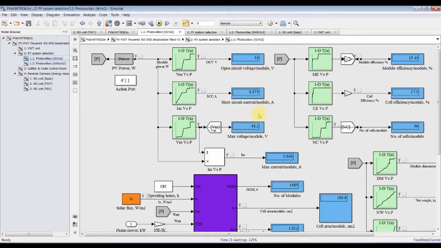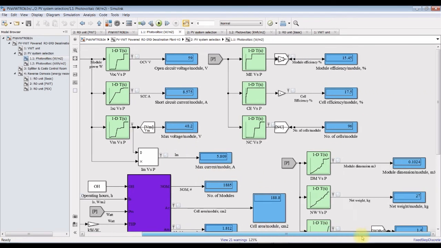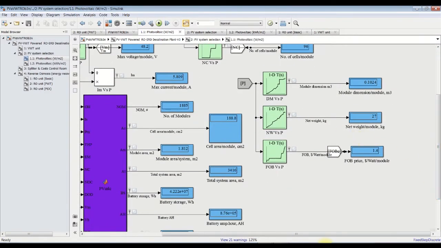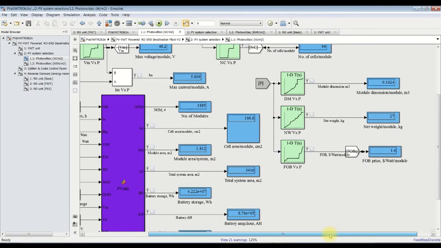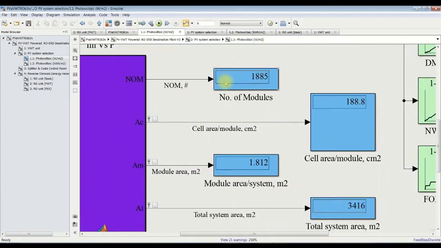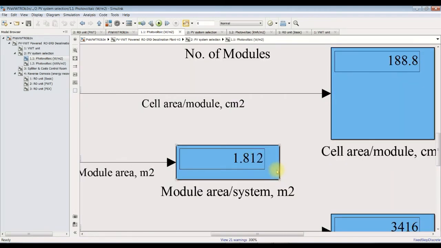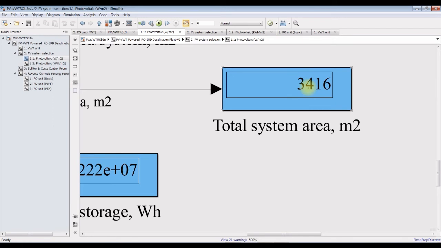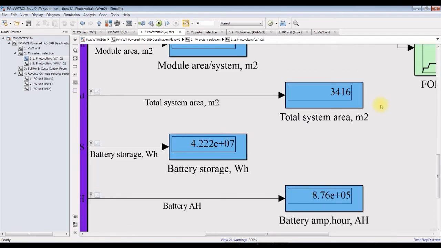You can discover open circuit voltage, short circuit voltage, maximum voltage, maximum current, module efficiency, dimension, cell efficiency, number of cells per module, and this is the price, US dollar per watt per module. Okay, this is the total number of modules you are going to assign. This is cell area per module. Module area, and this is the total system area. We have to deal with 3,400 meters square for 5 kilowatts.